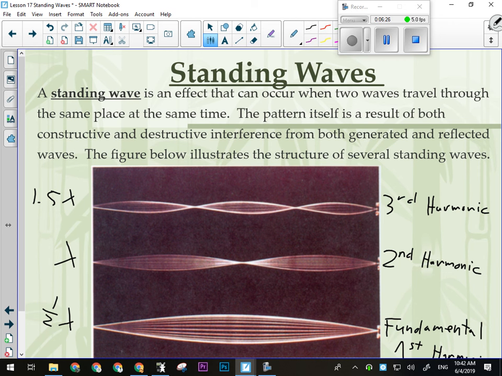Because they were all traveling in the same bridge, they all had the same wavelength. They all had the same speed, and because the wind speed was constant, the frequency remained the same as well, because it was the source of the waves. So eventually, a standing wave pattern formed that started to have constructive and destructive interference at various points along the bridge.